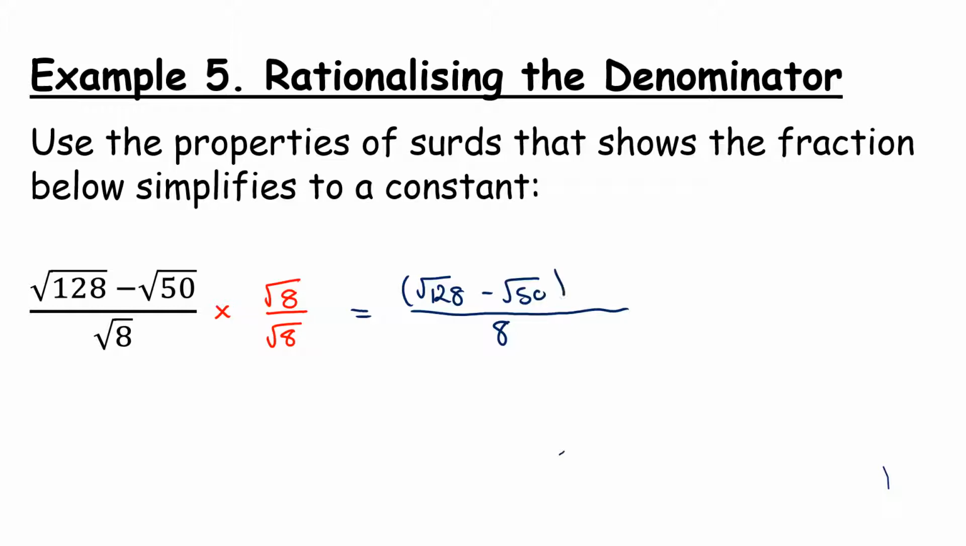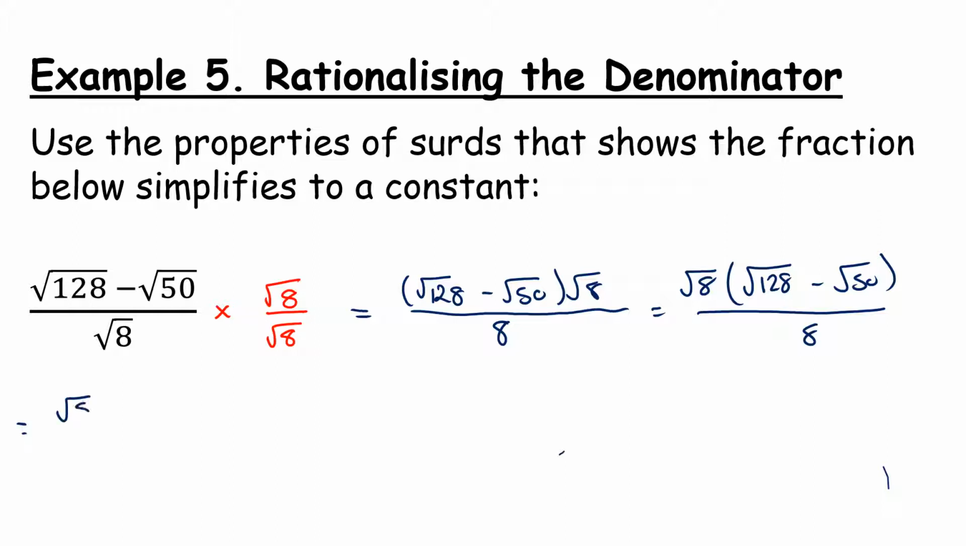I then have root 128 minus root 50 times root 8. It might be a little bit easier to work with the root 8 going first. So root 8 times root 128 minus root 50 all over 8, and let's multiply it out. So I get root 8 times root 128 minus root 8 times root 50 all over 8. Now, our numbers are quite big here, so you can use your calculator to help you. So I have 8 times 128, so I get 1024.